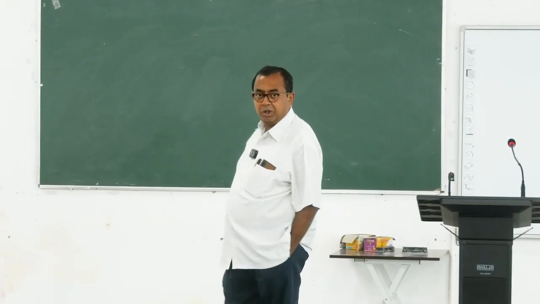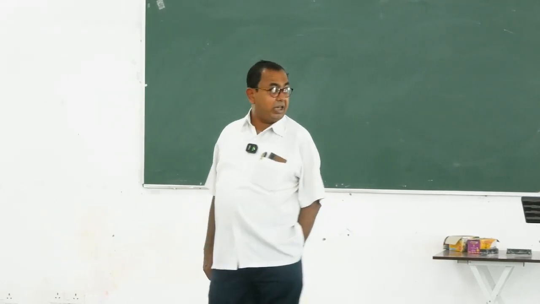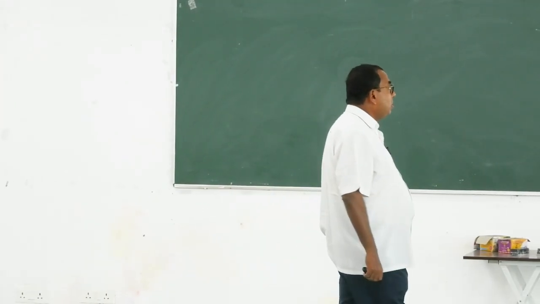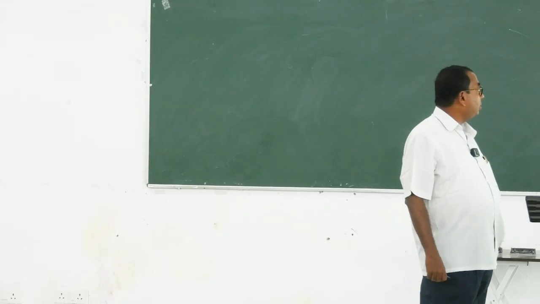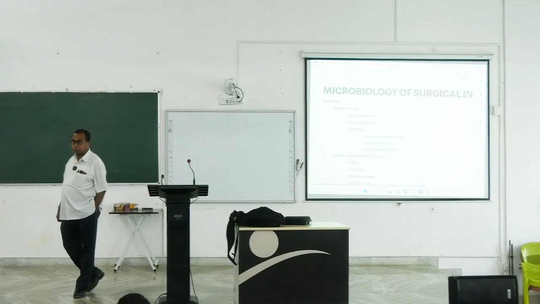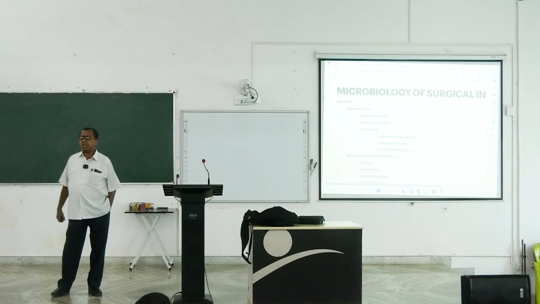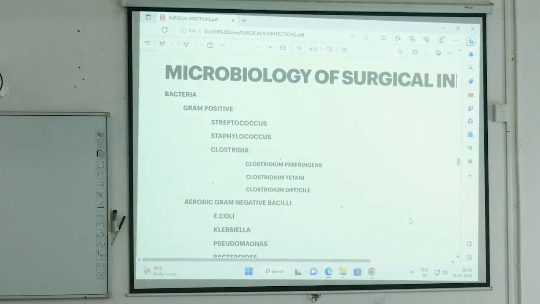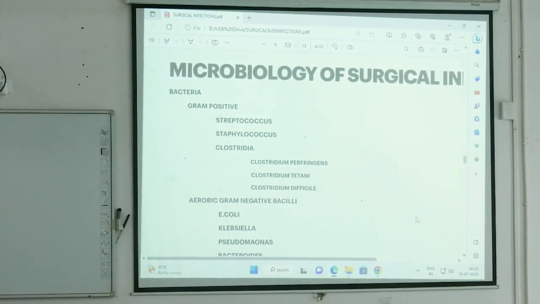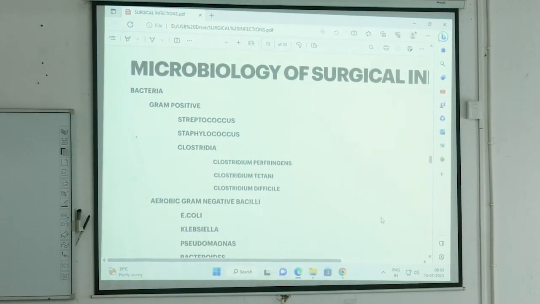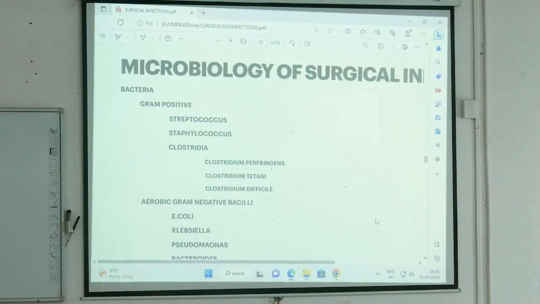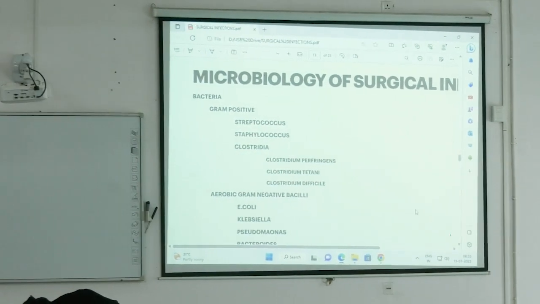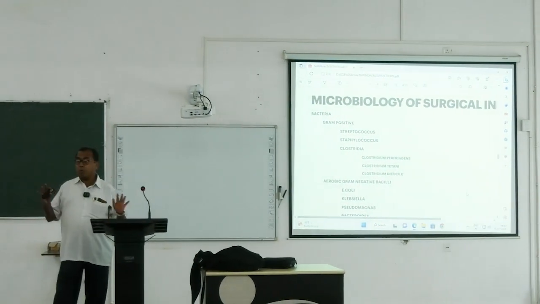Microbiology. It can be viral. The next slide. Next. It can be Streptococcus, Staphylococcus, Clostridia, Clostridium perfringens, which causes gas gangrene. Next is Clostridium tetani, which can cause tetanus. Clostridium difficile can cause pseudomembranous enterocolitis. Aerobic gram-negative bacilli: E. coli, Klebsiella, Pseudomonas, Bacteroides. Okay? These are the common bacteria.